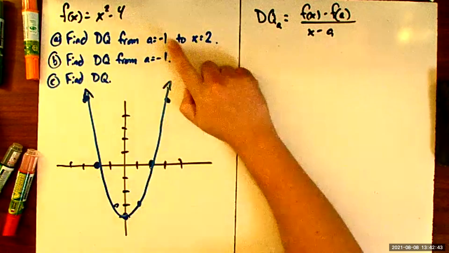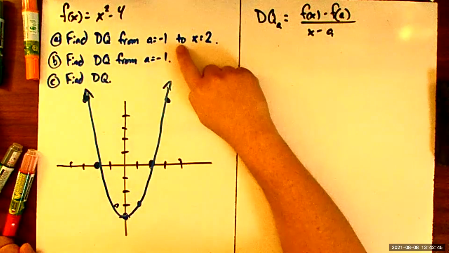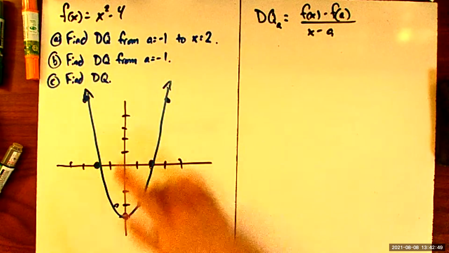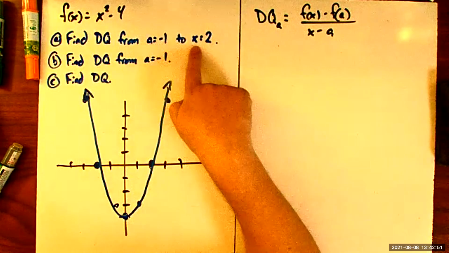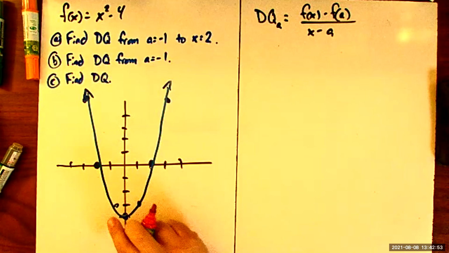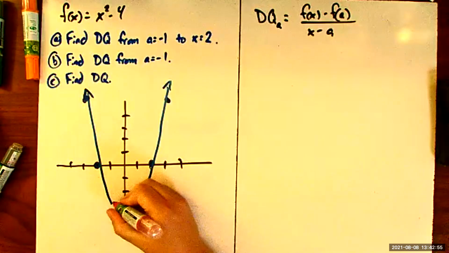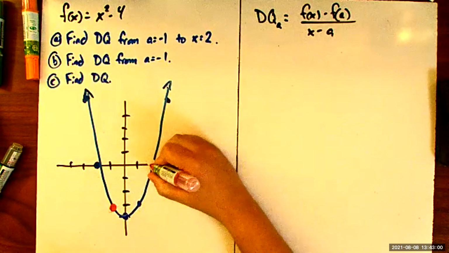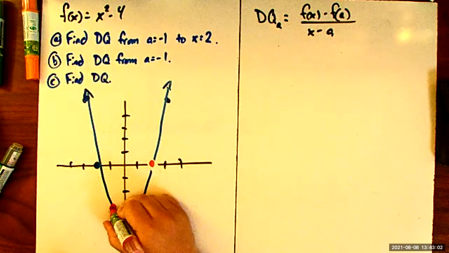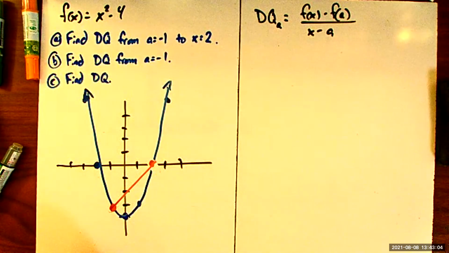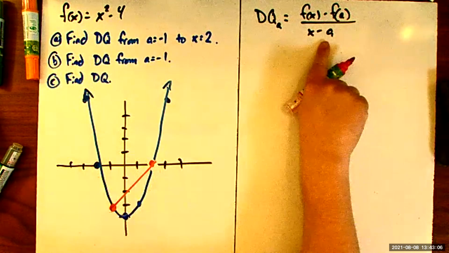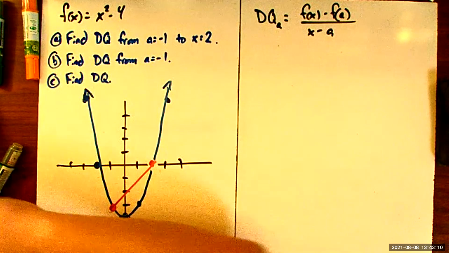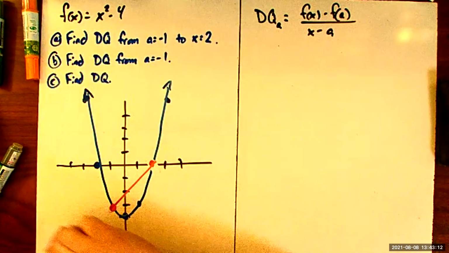And so for this first one, it's saying find the difference quotient from a equals -1 to x equals 2. And these are basically our starting value and our ending value. So this is literally saying if we start at -1 and we go until 2, what is the slope of this? And notice this is just the slope equation in that case. And so for part A, we can really just calculate this straight away.